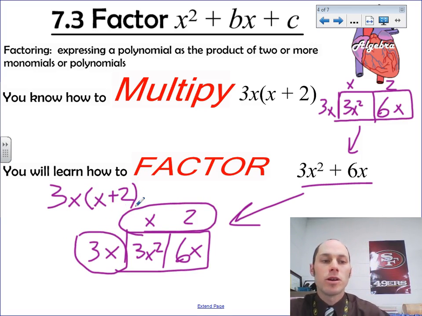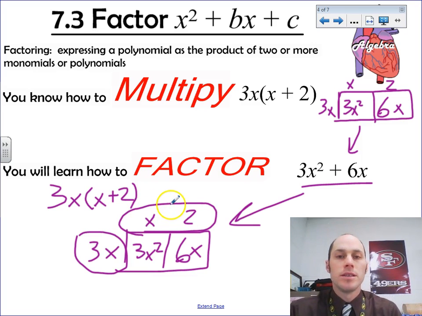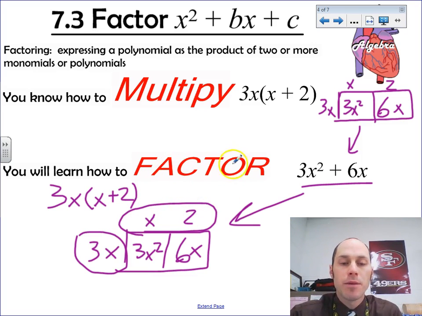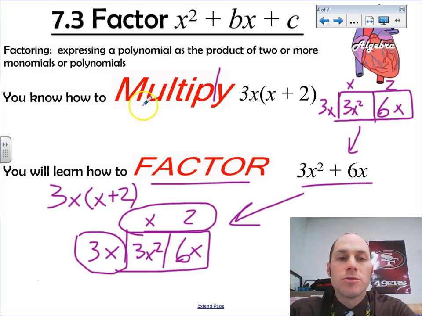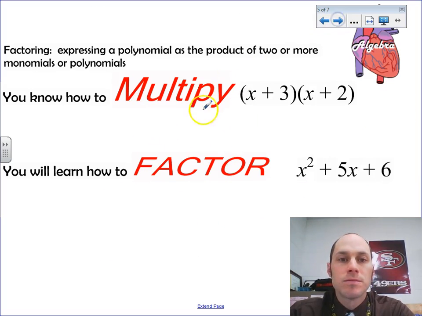So basically doing the reverse of the distributive property, we're finding out what's our greatest common factor. That's why it's known as factoring. We're pulling out greatest common factors. I guess I can't spell either. Okay, so think of factoring as the reverse of multiplication.